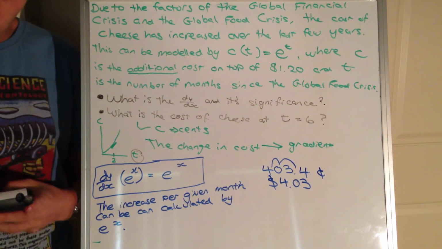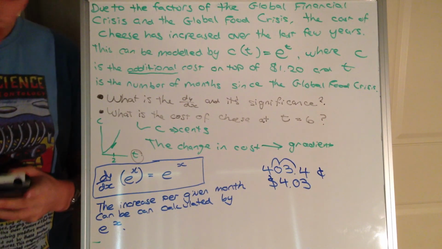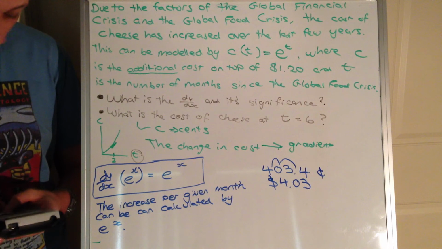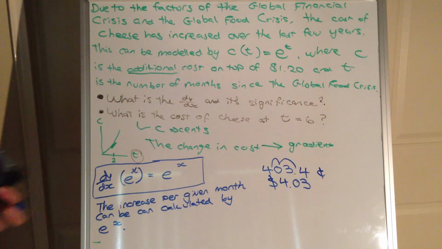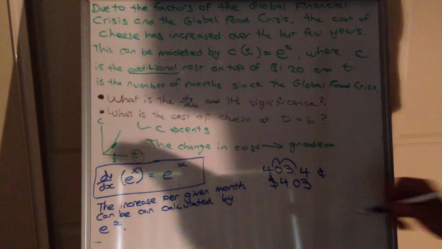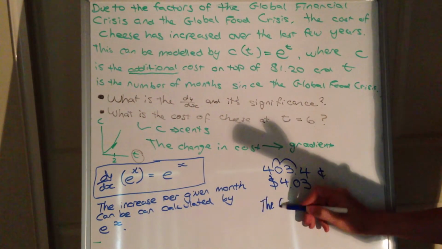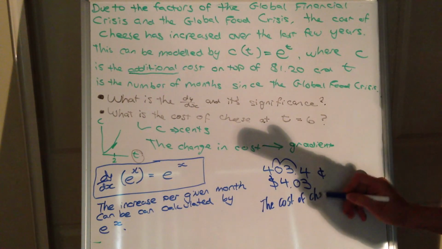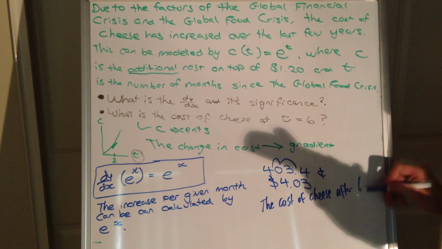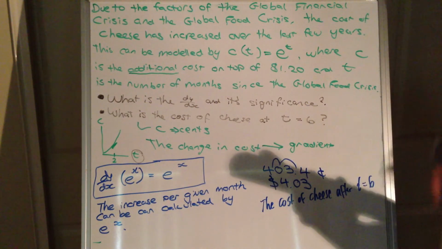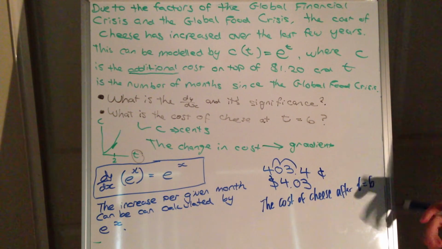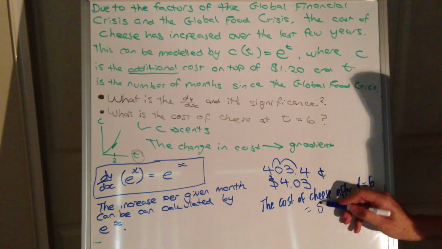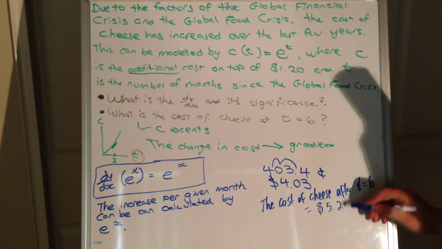So in our calculator, we do 4.03, and then we add on the additional cost of $1.20, and then we get that, and we can write a summary. I'll just go around to the other side again in order to save room. But the summary would look something like this. The cost of cheese after t equals 6, so 6 months after the global food crisis and financial crisis, I could write that out if I wanted to, but again, I'm running out of space, is going to be equal to $5.23.